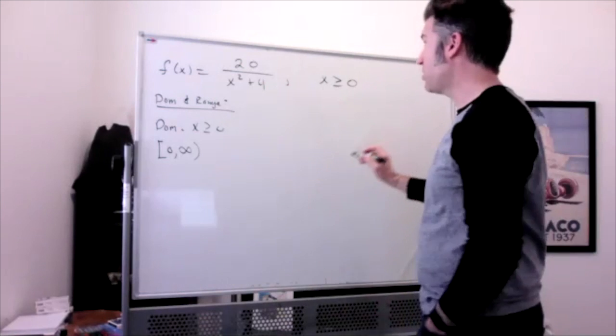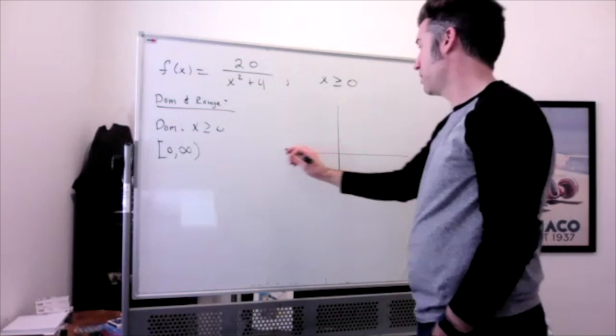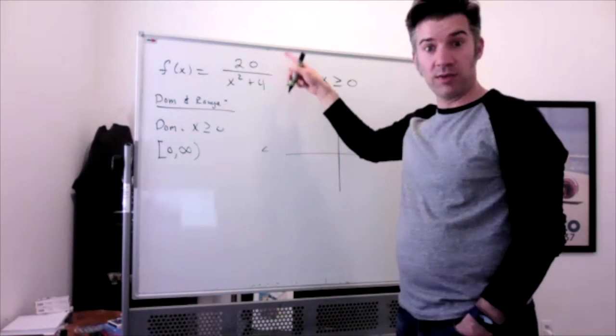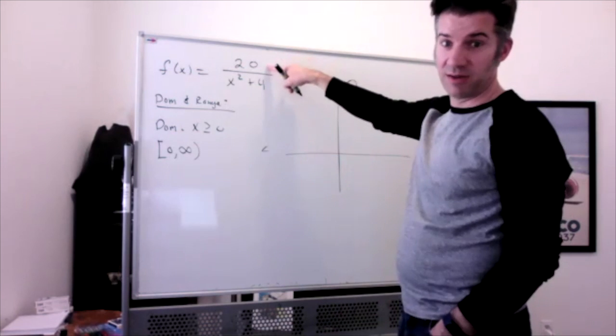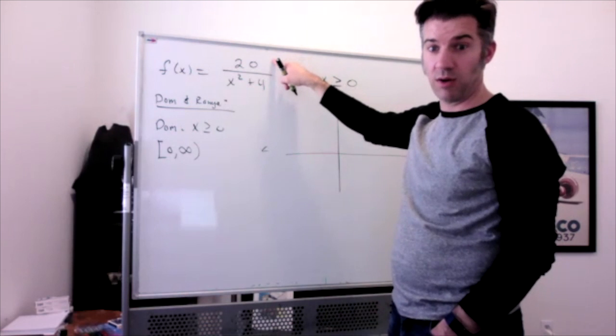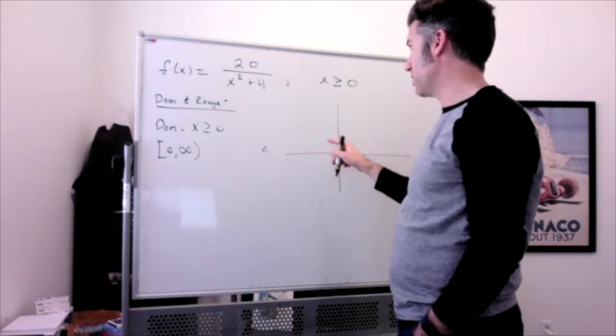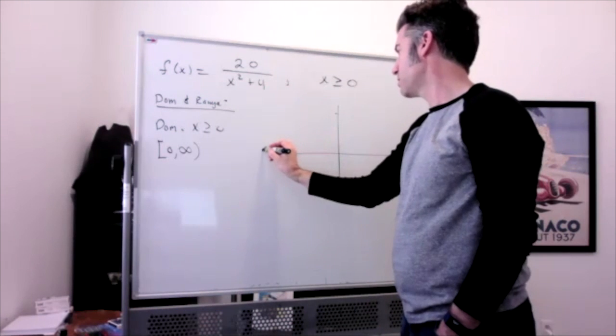Well, it's because if you look at the graph of this function, 20 over x squared plus 4, it does this. It's got a horizontal asymptote of 0. The degree on top is 0, the degree on the bottom is 2. Since the degree on top is less, it's got a horizontal asymptote of y equals 0. And it looks like this. If x is 0, you get 5.